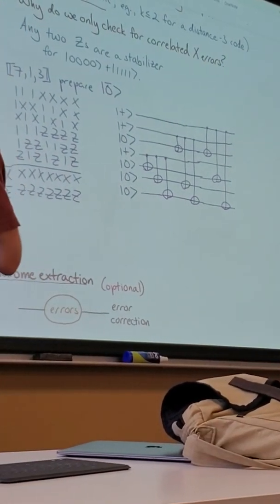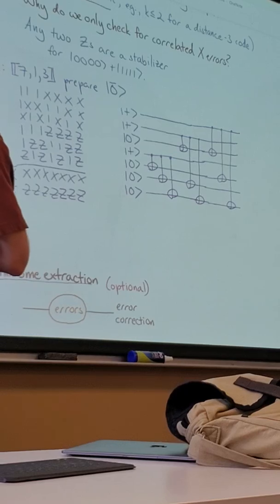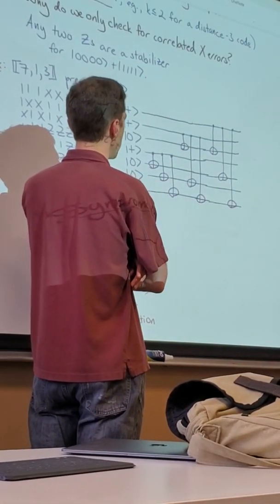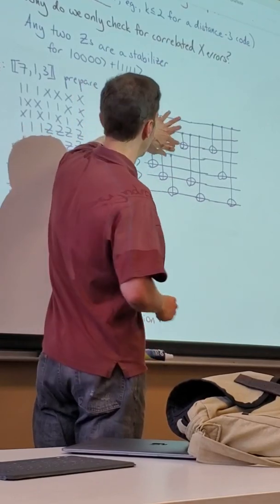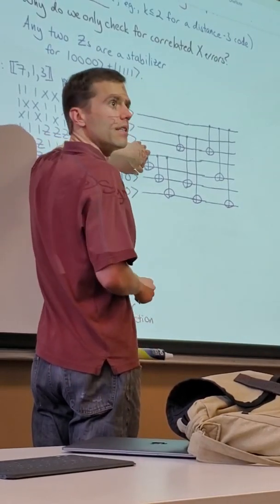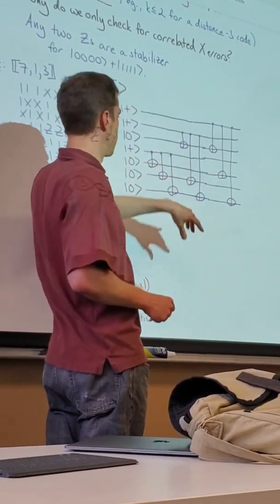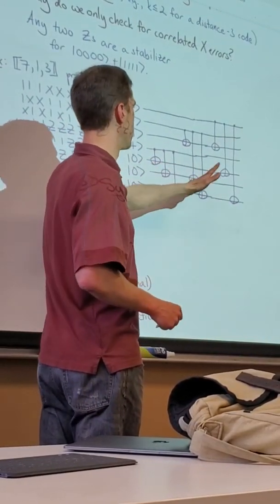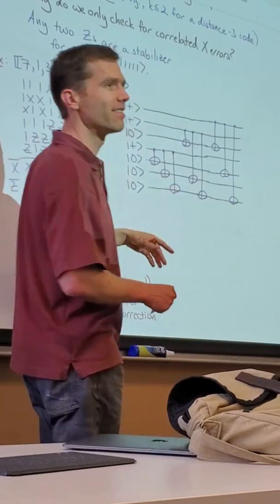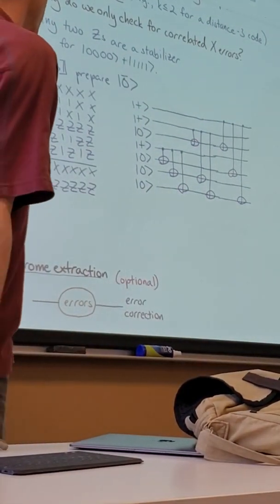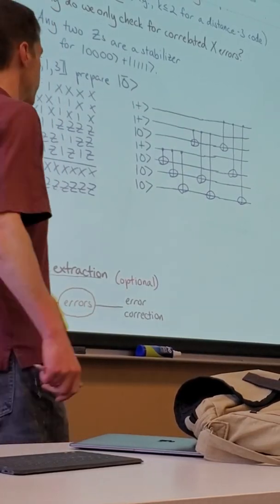I guess in practice, probably what you'd want to do is parallelize some of these. So for example, this gate can be applied at the same time as this gate, because they involve different qubits, or things like that. So if you wanted to, you could do this in just 3 rounds instead of 9 rounds. But whatever, that's sort of an optimization. Right, so this gives us the X stabilizers.